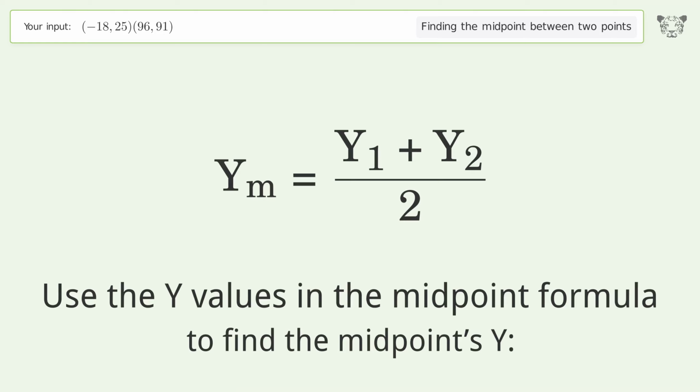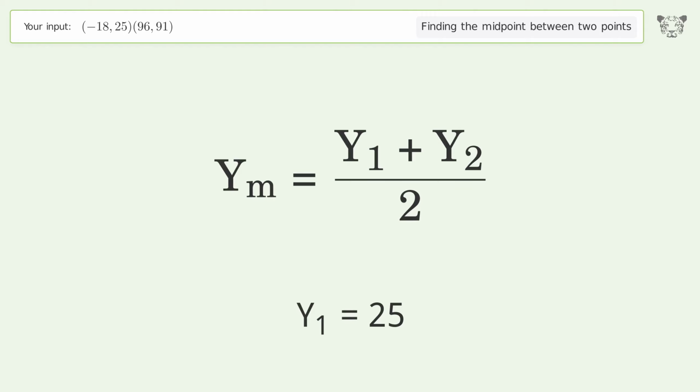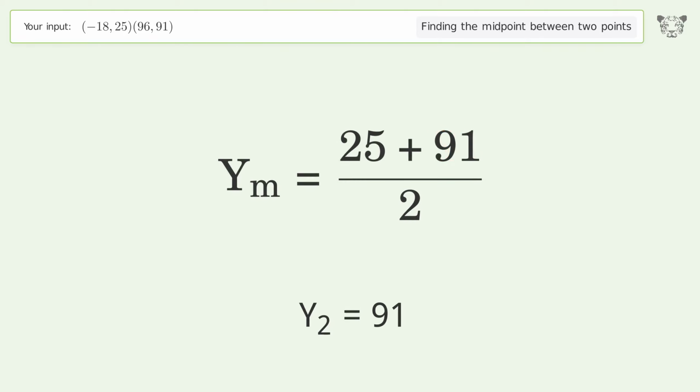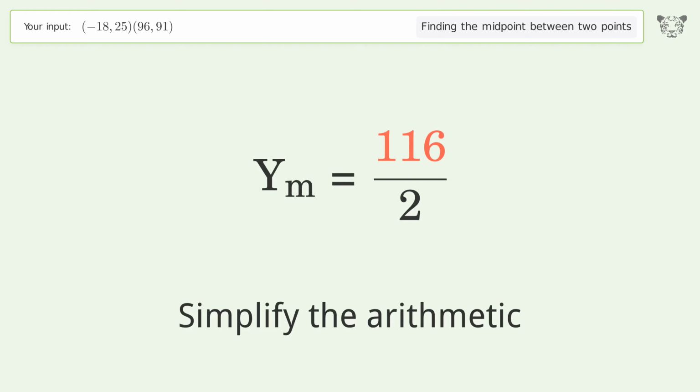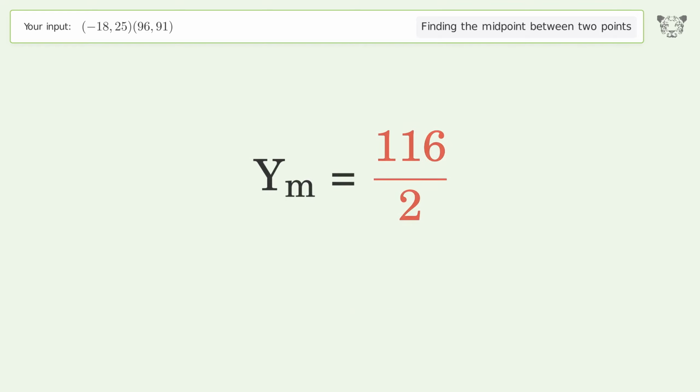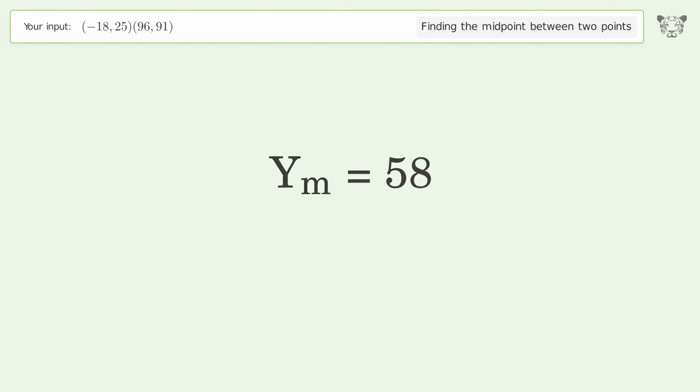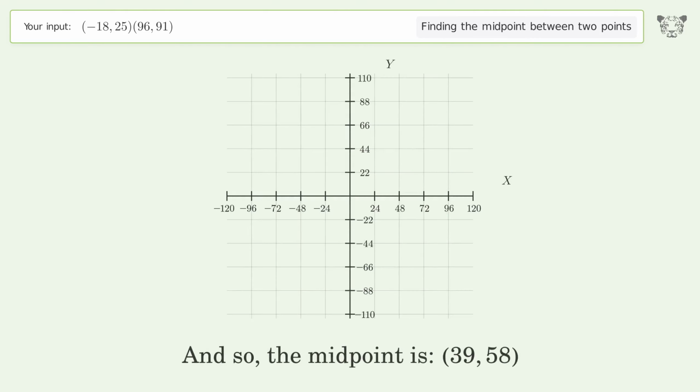Use the y values in the midpoint formula to find the midpoints y. y1 equals 25. y2 equals 91. Simplify the arithmetic. And so, the midpoint is 39,58.